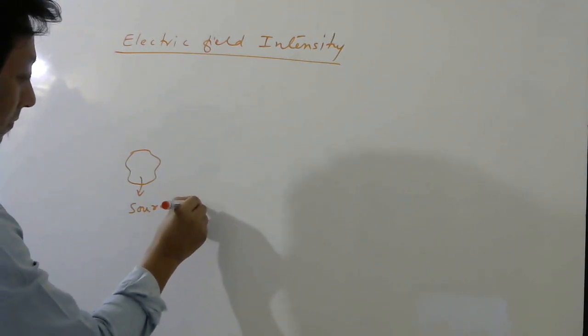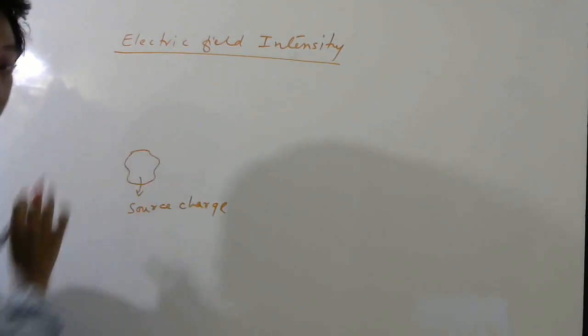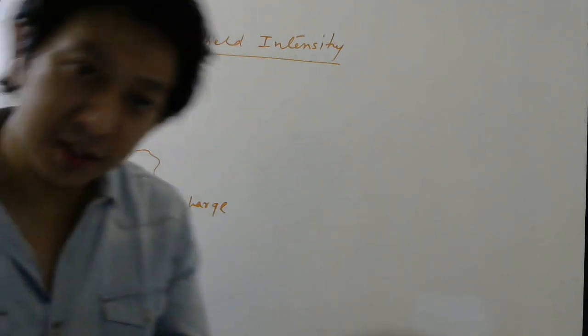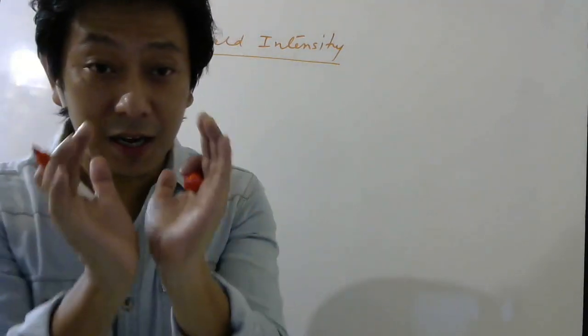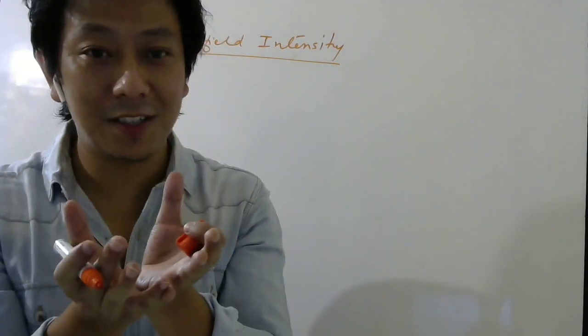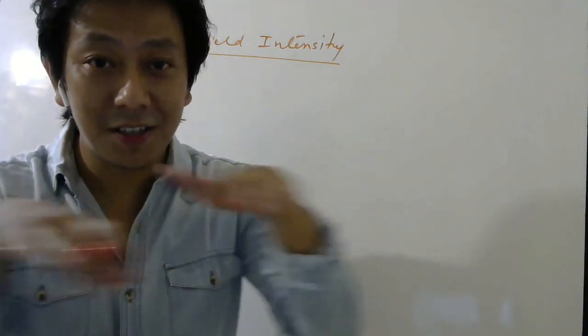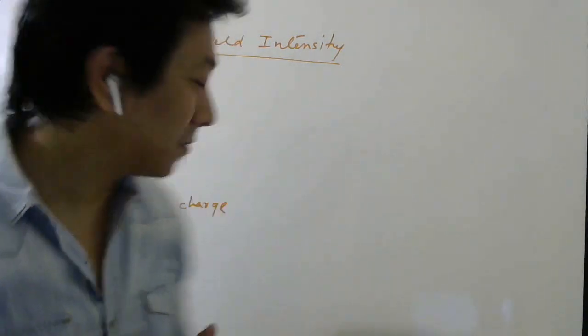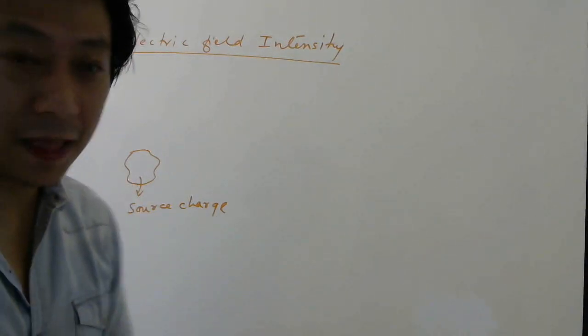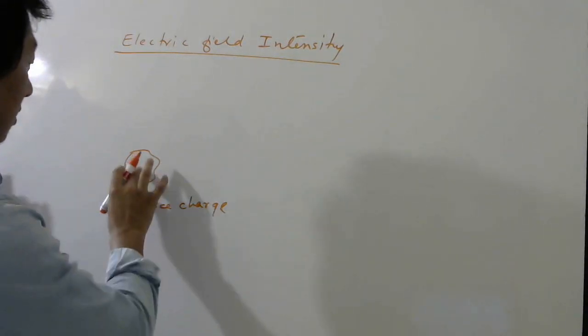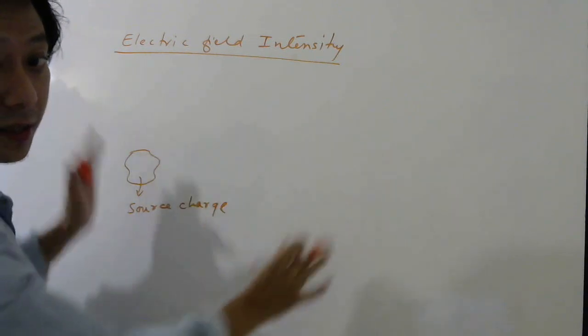Source charge. Why did I make it a funny shape? Because it can be a point charge, a ring charge, a spherical charge, a sheet of charge, any kind of charge. Imagine there is a source charge. This charge will create an electric field in the surrounding space.